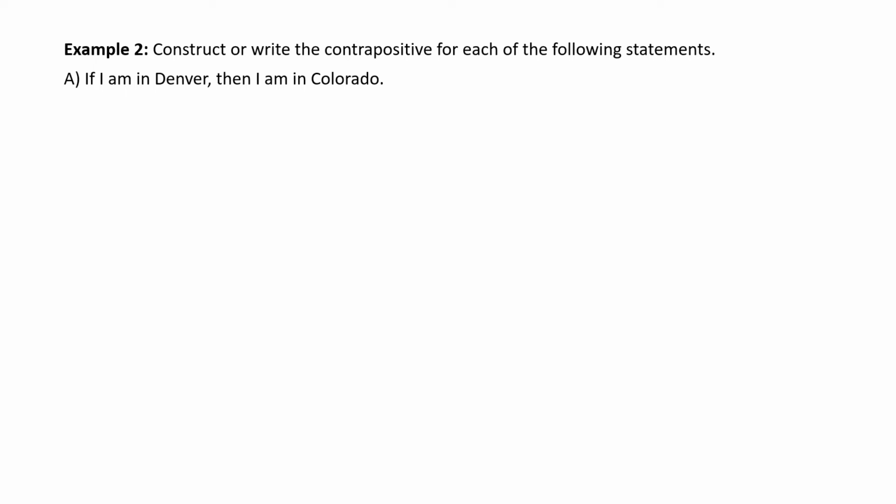Example, construct or write the contrapositive for each of the following statements. Part A, if I am in Denver, then I am in Colorado. Let's begin by identifying statements. I'll let P be the statement I am in Denver and Q be the statement I am in Colorado. So to express if I am in Denver, then I am in Colorado symbolically, we would have P implies Q.